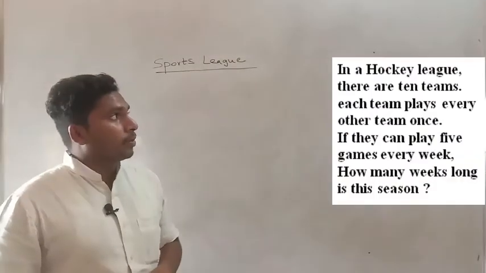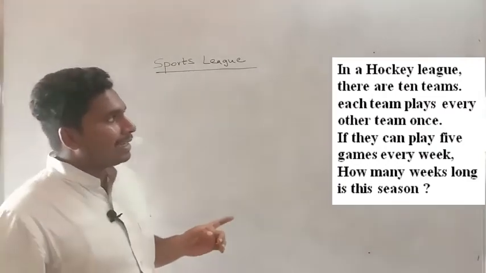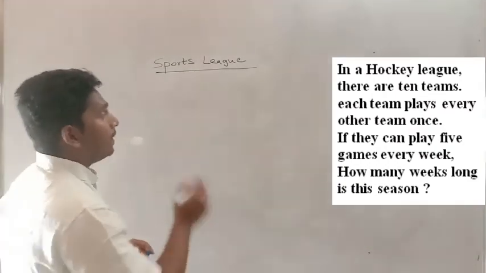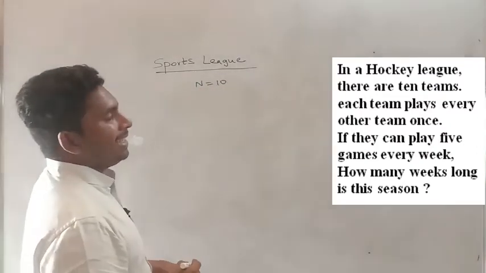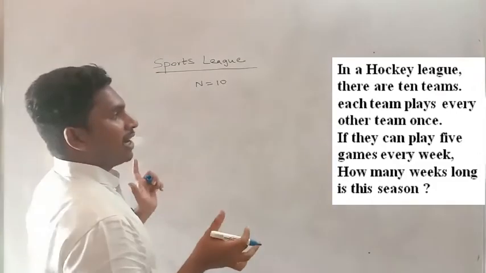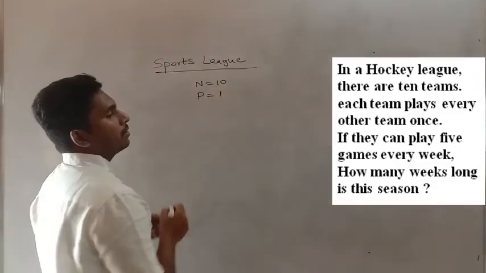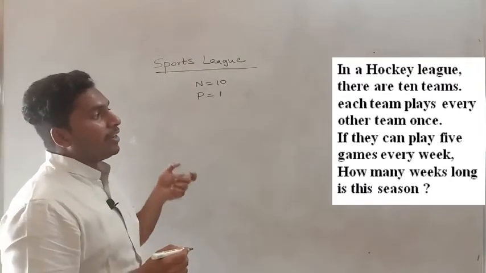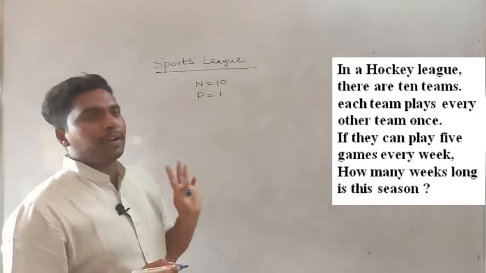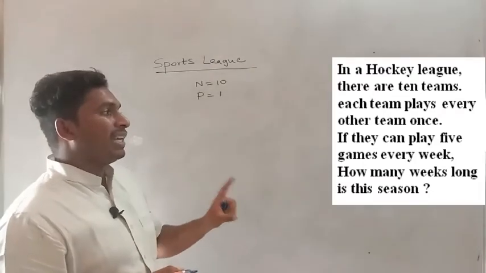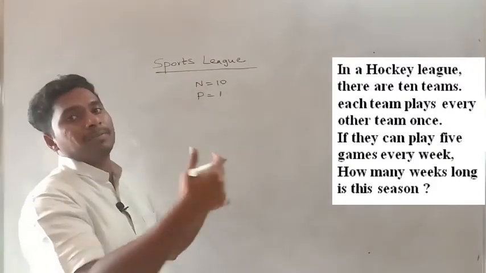Now we'll solve another problem from the same model. In a hockey league there are 10 teams, so n is 10. Each plays every other team only once, so the p value is 1. If they can play 5 games every week, how many weeks long is this season?